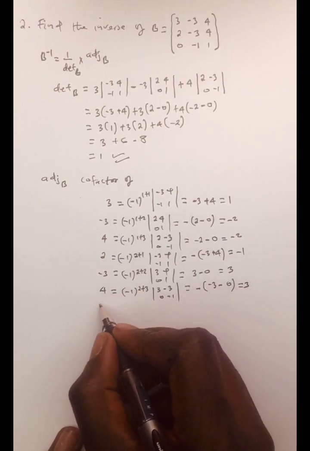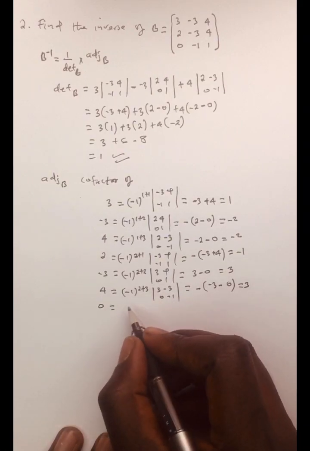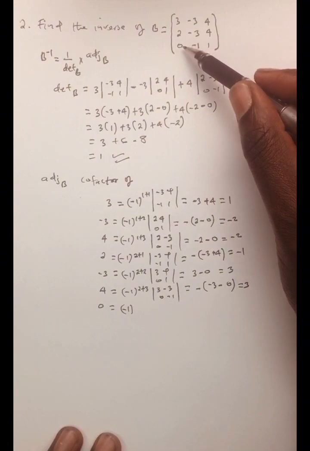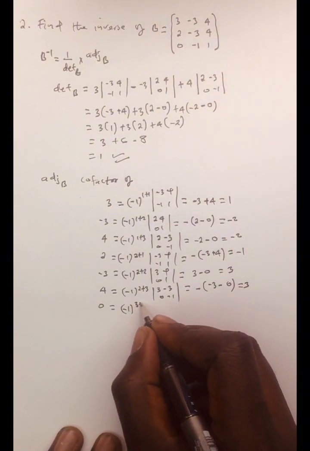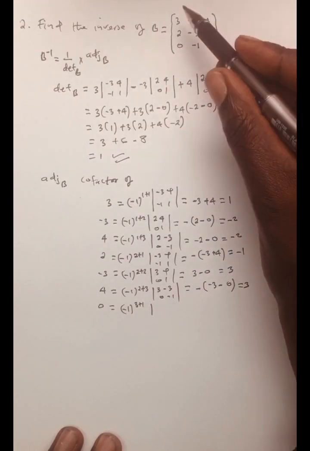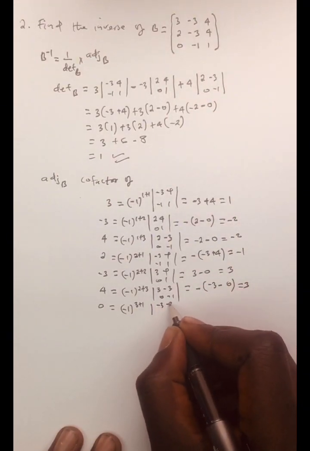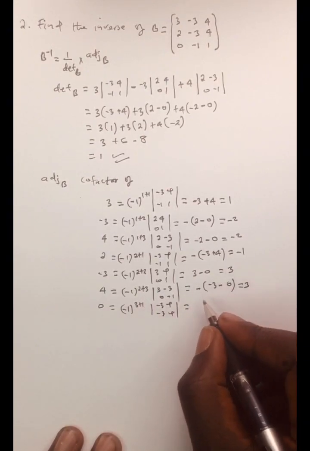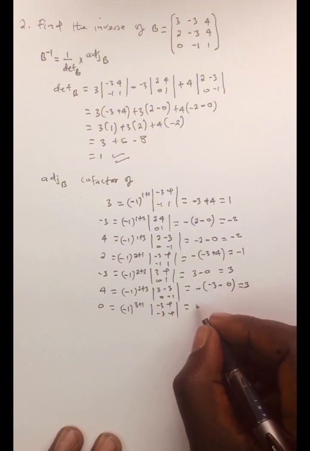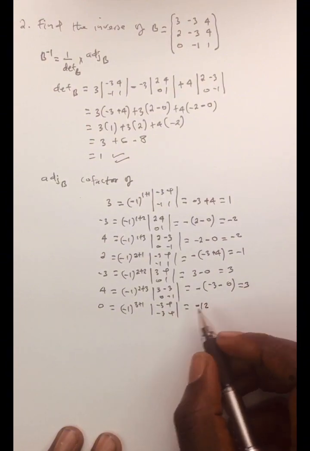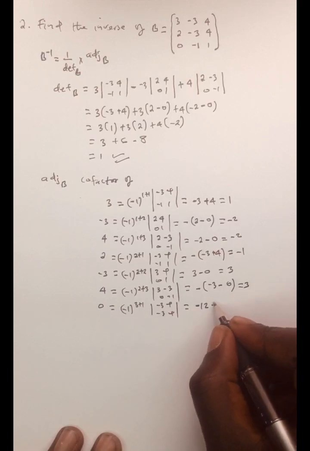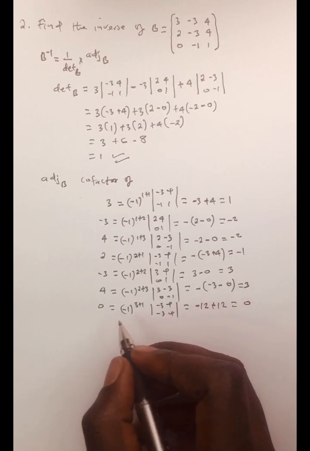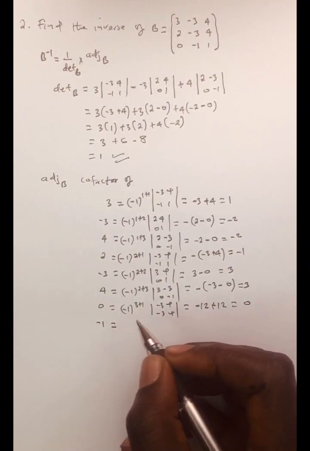Then the cofactor of 0, we're going to have negative 1. So 0 is in row 3, column 1. So that is 3 plus 1. Cover its row and its column, you're left with negative 3, 4, negative 3, 4. So since this is even, the negative will disappear. So you're left with negative 3 times 4, which is negative 12, minus negative 12, that is plus 12. So that is 0.